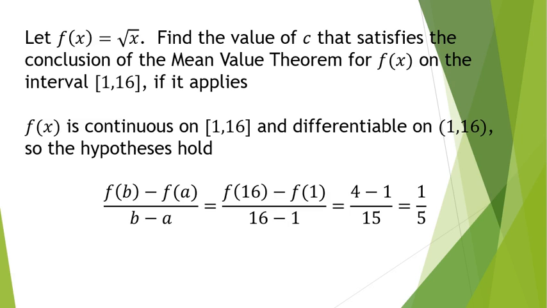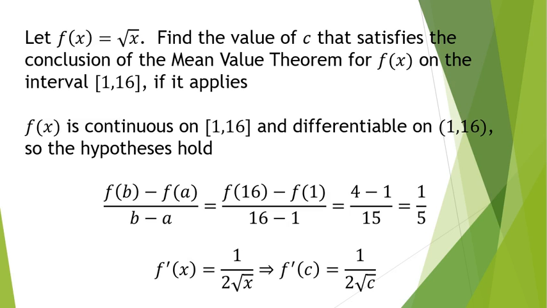Now we're going to calculate the left-hand side. We need f prime of x. It's really straightforward to find that the derivative of f is 1 over 2 times the square root of x. This means that for f prime of c, we're just taking c and substituting that in for x. So f prime of c is going to be 1 over 2 times the square root of c. And it's these two results that we are then going to set equal to each other, and we're going to use these to solve for c.